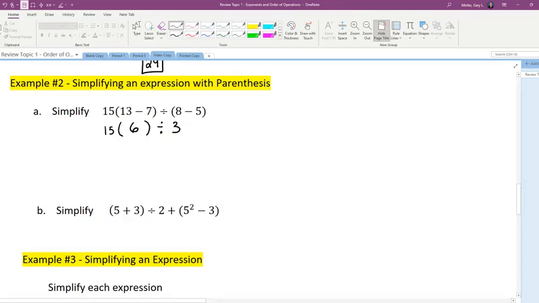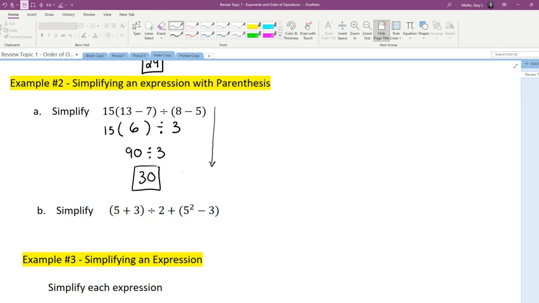So 15 times 6, 6 times 5 is 30. Carry the 3, 6, I get 90. So this is 90 divided by 3. Do the left operation and then the right operation because they're at the same level. And 90 divided by 3 now is going to be what? 30. I want to demonstrate to you that my work is going down the page and I'm showing one step at a time for the most part. I'm not jumping right to the answer. I'm being deliberate and taking my time.